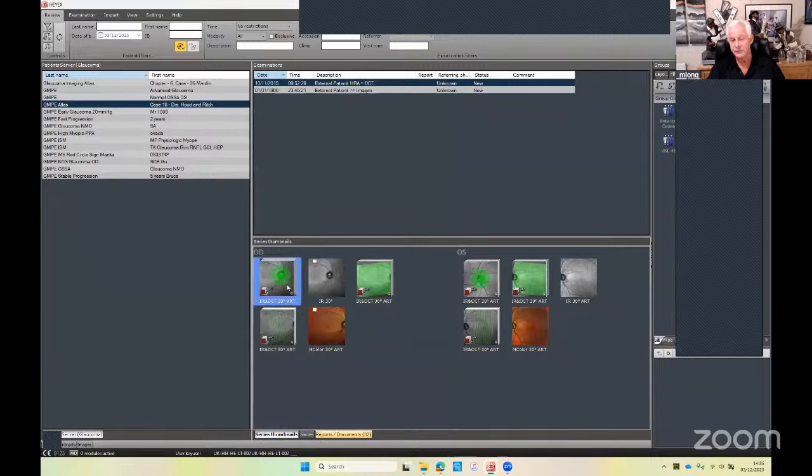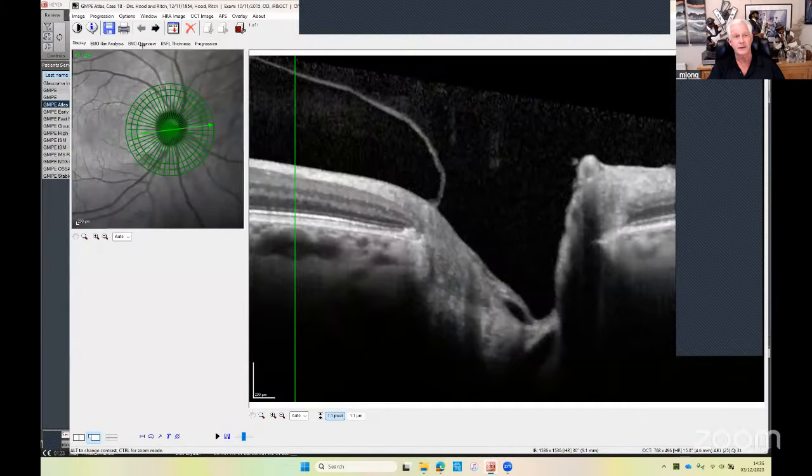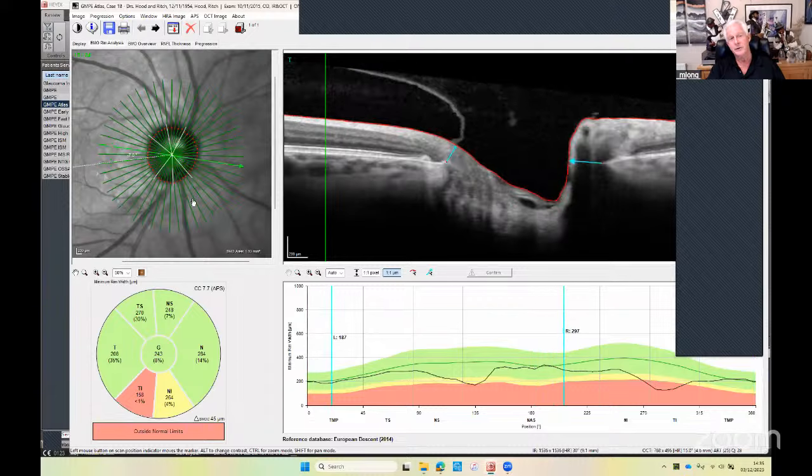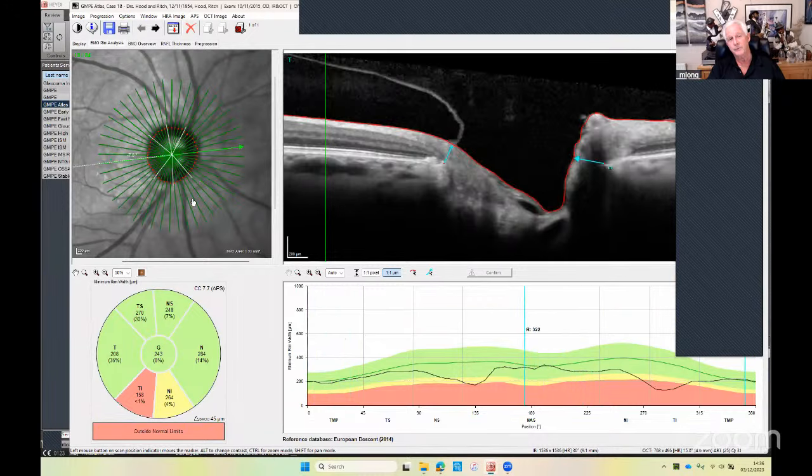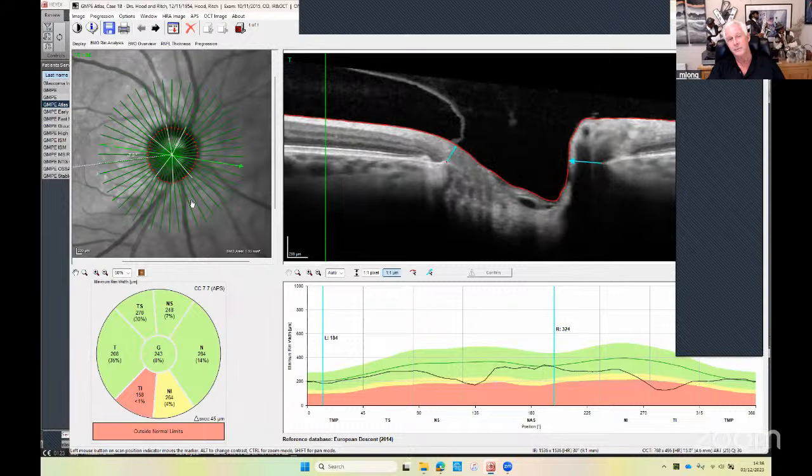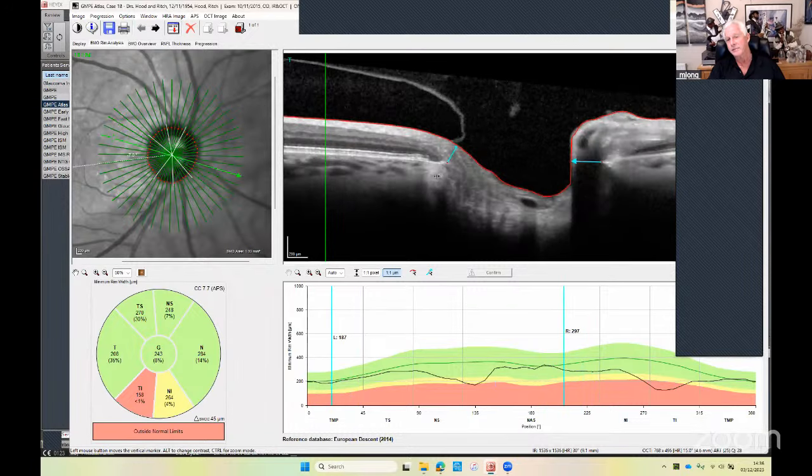Let me take you through step by step. Step one, we look at the neuroretinal rim, and we do a radial scan for that here. We do 24 radial scans around the optic nerve, and we identify Bruch's membrane opening, which should be the true anatomic position of the disc margin.